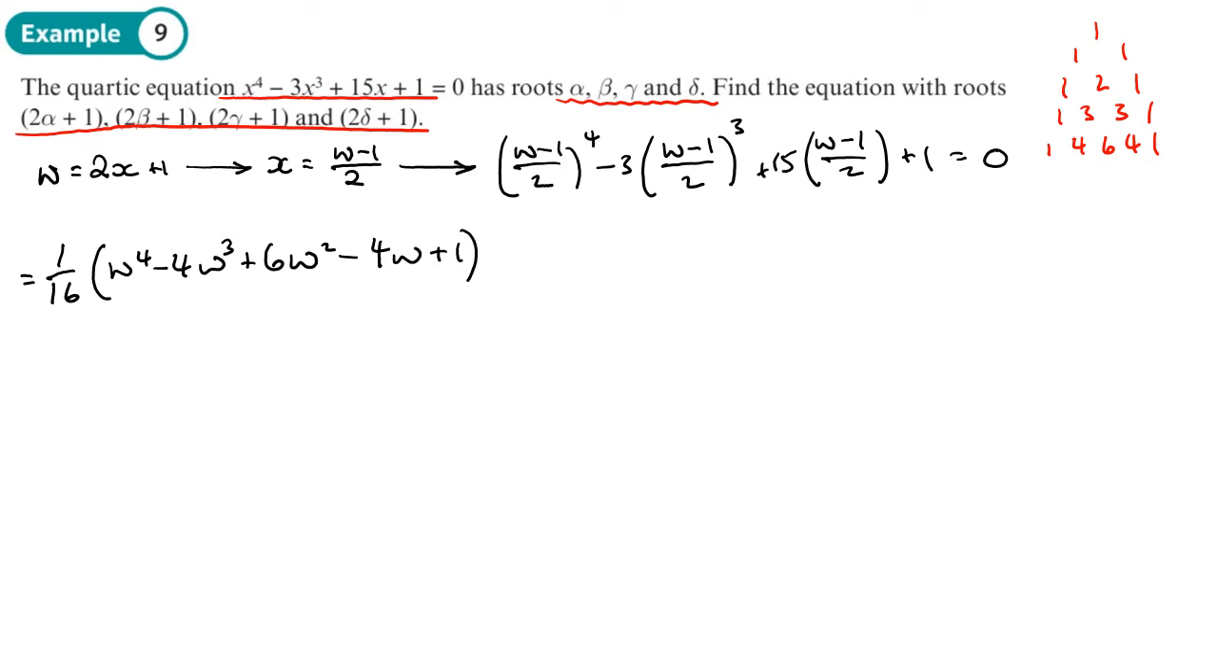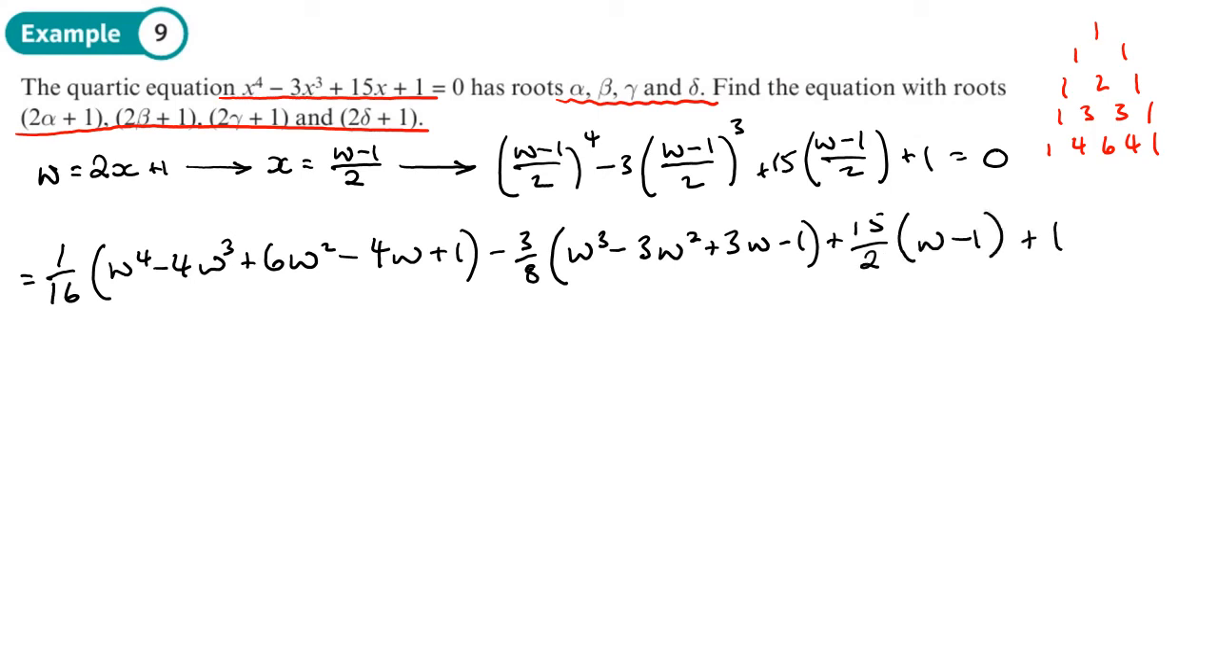For the second terms, that's going to be over 8. So I've got negative 3 over 8, which I can put outside, minus 3 eighths here. And then expand the cube. So that will be w cubed. Again, I could use Pascal's triangle: 3w squared plus 3w minus 1. The last one is going to be 15 over 2, times (w minus 1), plus 1.